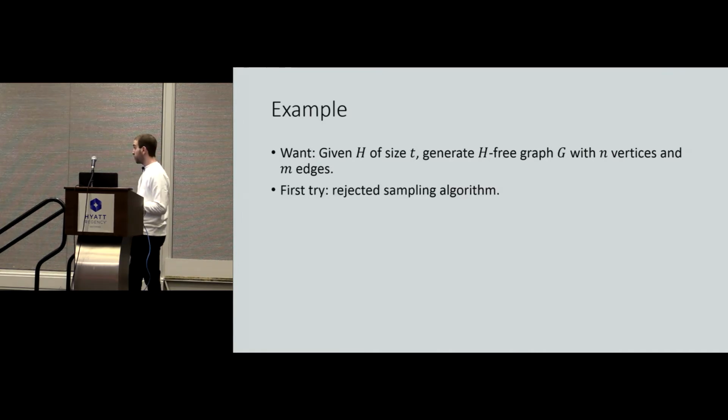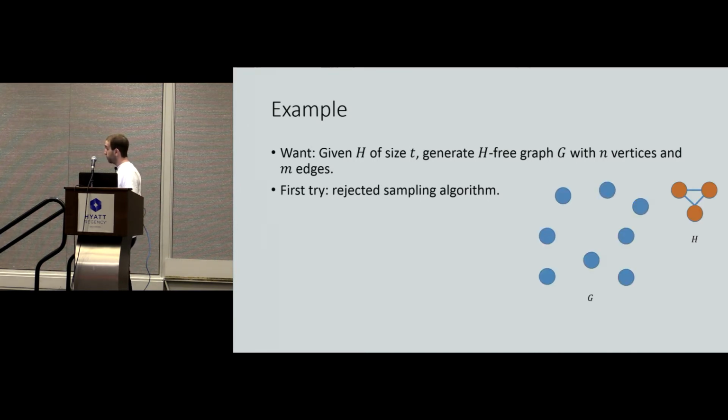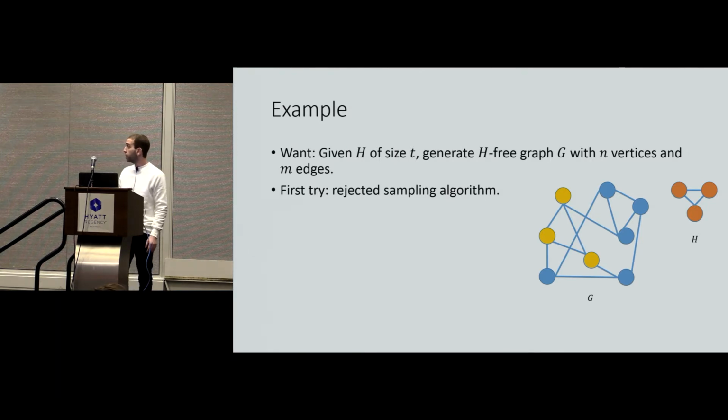So the first method that we can try is the rejection sampling algorithm. For example, this is the bad graph H, and those are the vertices of G. We simply sample the graph G uniformly at random from all graphs with n vertices and m edges, and start looking for H in G. In this case, we found that H is a subgraph of G, so we reject this graph, we sample another graph, and so on, until we find a good graph G.